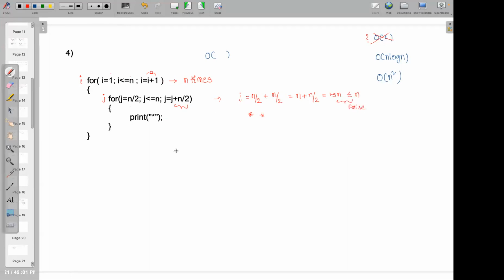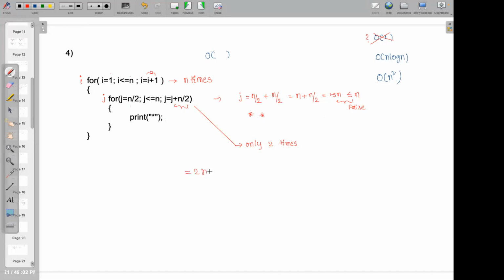How many times is my J loop running? Two times only. The J loop is running only 2 times. So how many times is the outer loop running and how many times is the inner loop running? You need to multiply. So n into 2, which is 2n.